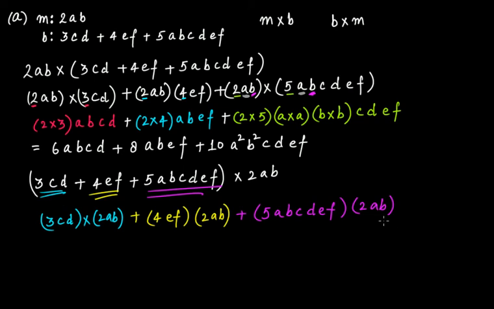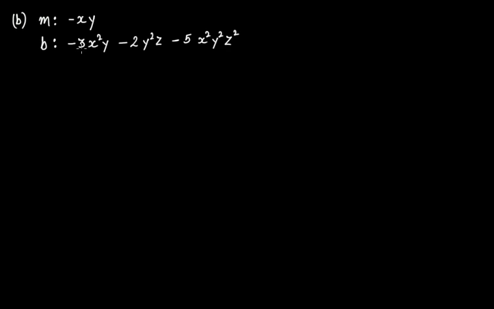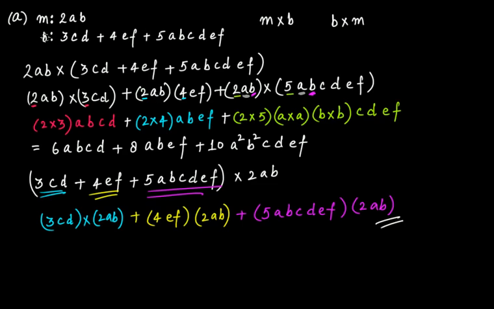It's exactly the same as this one. You'll get the same answer. Now in this second question you have minus xy, and sorry, this is not binomial, this should be trinomial. It's my mistake. This is trinomial, not binomial.